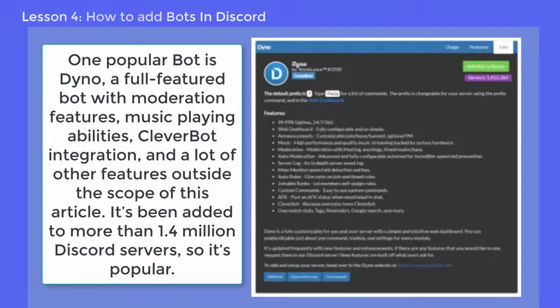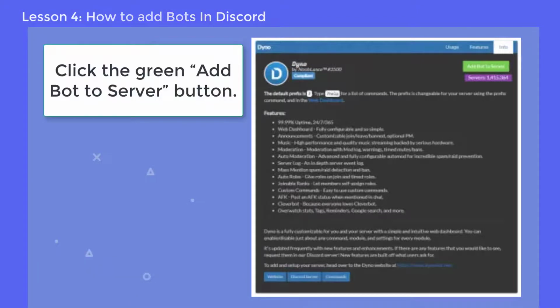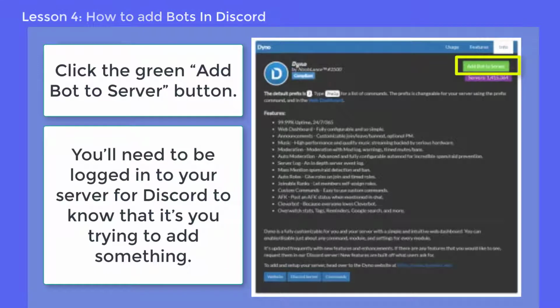One popular bot is Dino, a full-featured bot with moderation features, music playing abilities, clever bot integration, and a lot of other features. It's been added to more than 1.4 million Discord servers, so it's popular. Now, click the green Add Bot to Server button. This will bring up a confirmation dialog from Discord asking you to choose which server you want to add Dino to. You'll need to be logged into your server for Discord to know that it's you trying to add something.